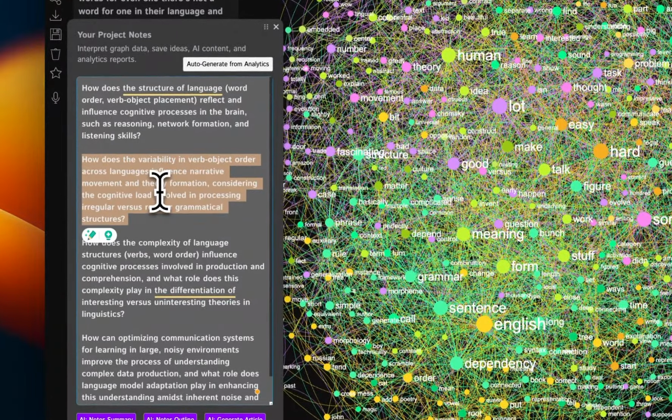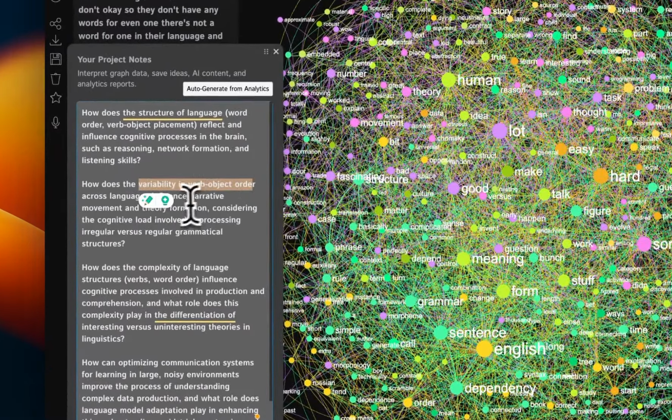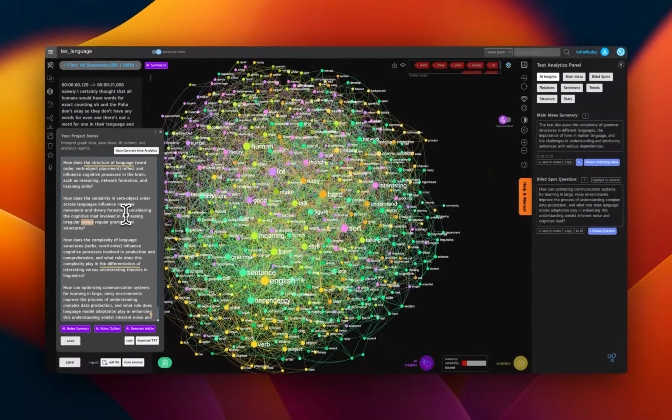How does the variability in verb-object order across languages influence narrative movement and theory formation, considering the cognitive load involved in processing irregular versus regular grammatical structures? So here's probably a little more complex. You have variability across languages. We have the influence, relational dynamic, and then we have narrative movement. But it's then enveloping it in the "considering." So this is saying, given the context of this following concept, with a "versus," and so another relational dynamic. So in the context of these two, in a comparison way, cognitive load and regular grammatical structures.